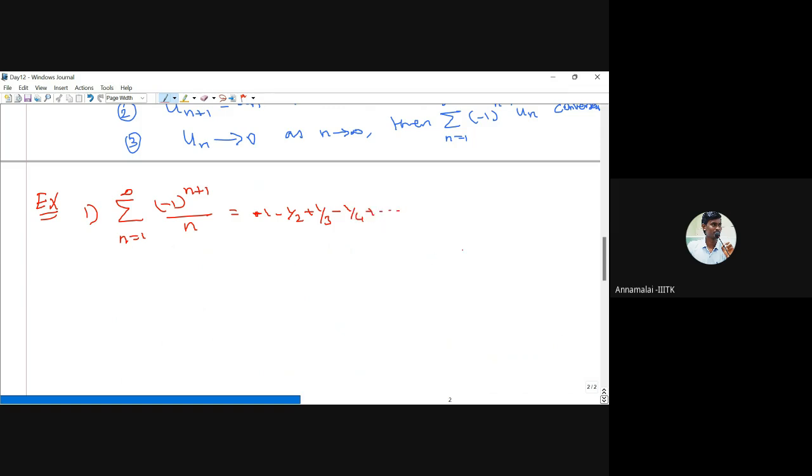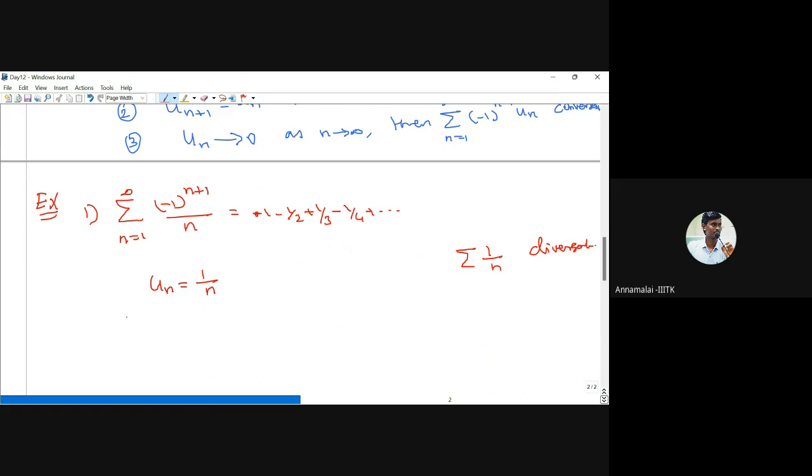And already we know that the harmonic series, just 1 by n, diverges. Already we know that this is a divergent series. But if you take the alternating series, minus 1 power n plus 1 by n, we have to check whether it is convergent or not. Now in this case, what is our un? Un is nothing but just 1 by n.